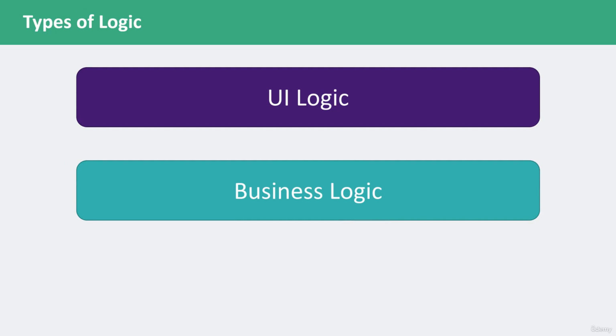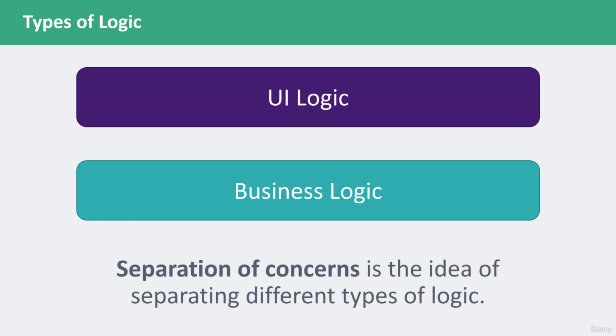If we think about it, there are two types of logic in an application. There's UI and business logic. In this instance, UI logic refers to the code inside the template block of a component. For example, the v-for, v-if, and v-bind directives are examples of UI logic. Business logic refers to the code that handles the data in your application. By categorizing our code, we'll be able to separate them. This is the idea of separation of concerns.